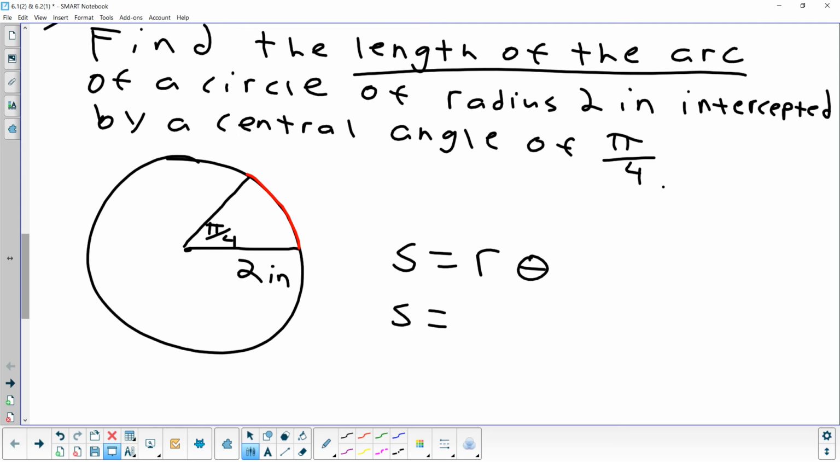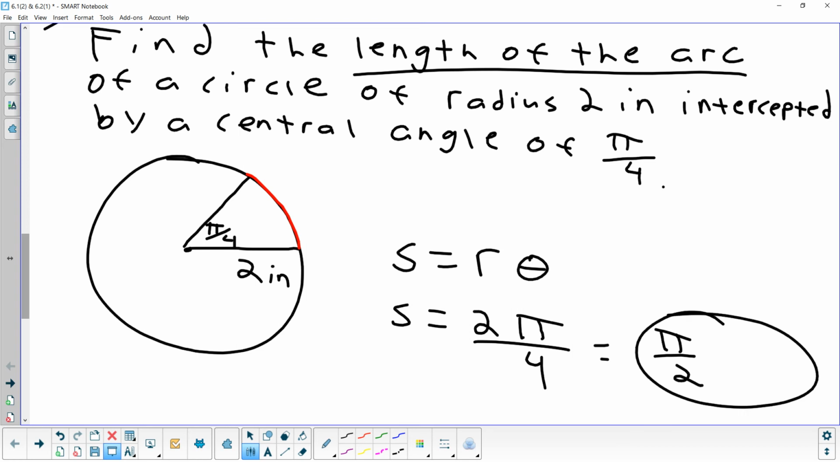Okay. Do I know R? Yes. Yep, and in this case, what did they give me for R? 2. Yeah, so they gave me R is 2. And did they give me theta? Yes. Yep, what is it? Pi over 4. So when we reduce that as much as we can, that's pi over 2. And what did I just find? Pi over 2 is the what? Arc length? That's the arc length.